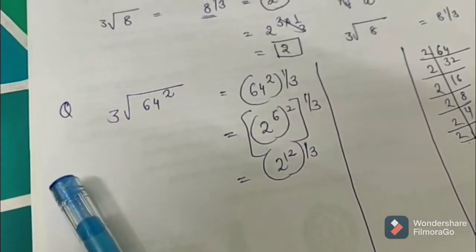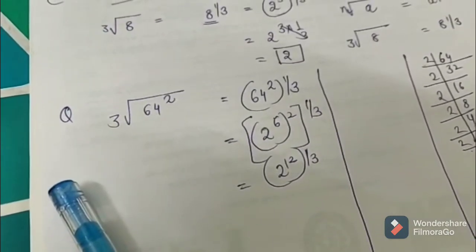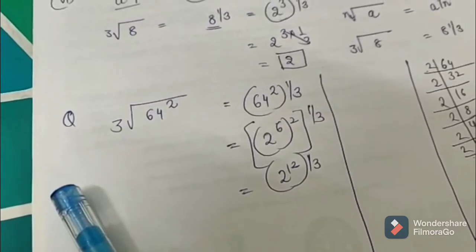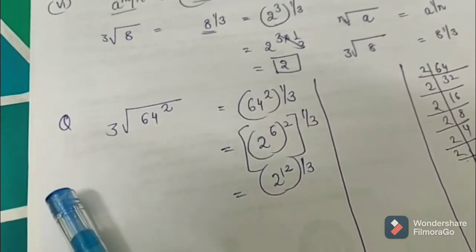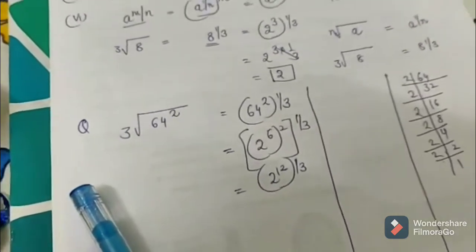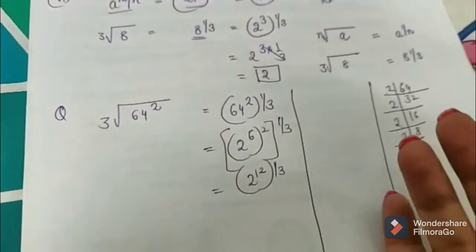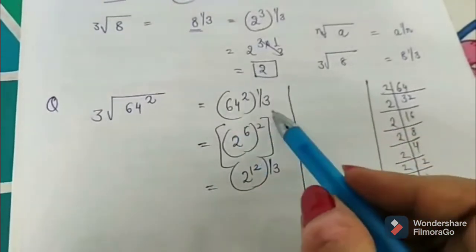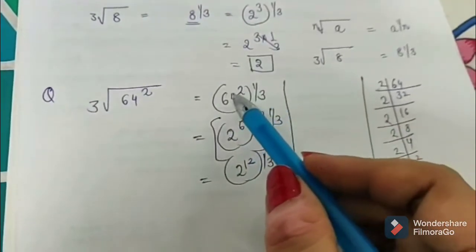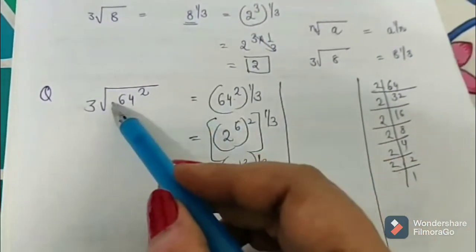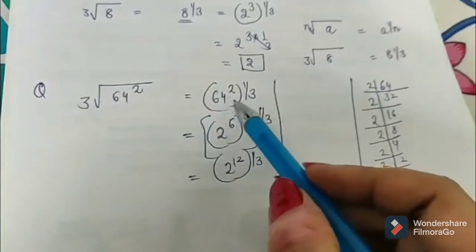One more question based on this rule. We have to find out the third root of 64 raised to power 2. There are so many methods. One of the basic rules I am telling you, that is 64 raised to power 2 can be written as 1 by 3 because this is the third root. So this is 1 by 3, 64.